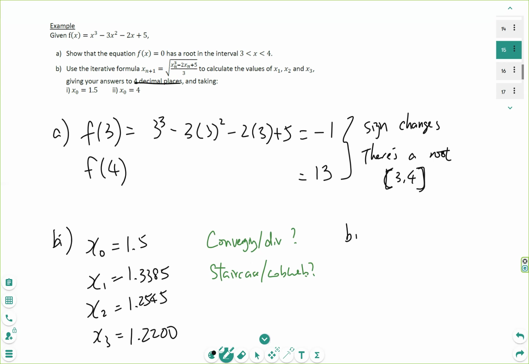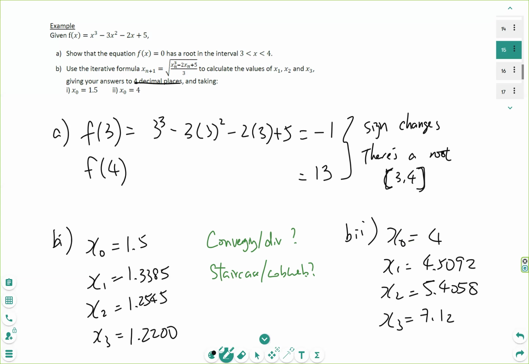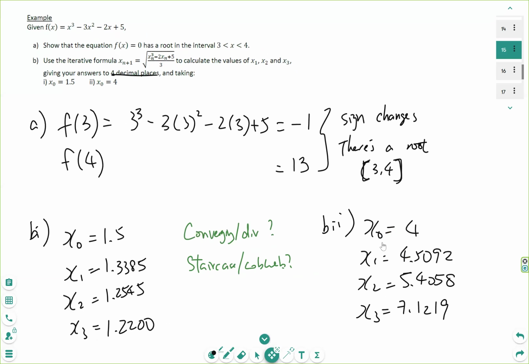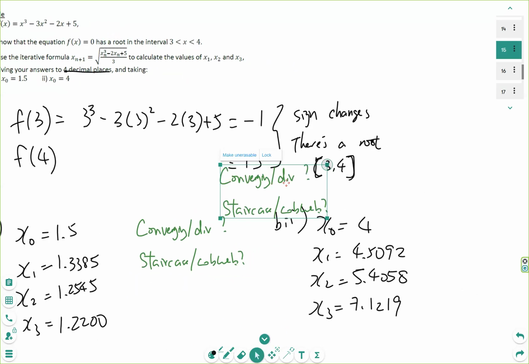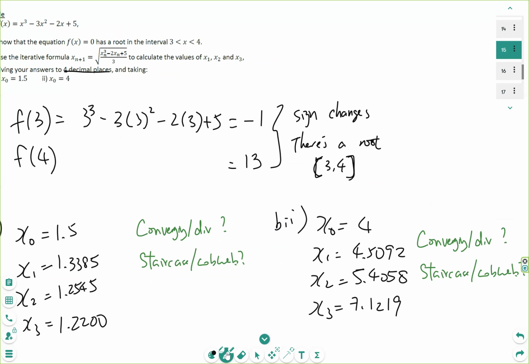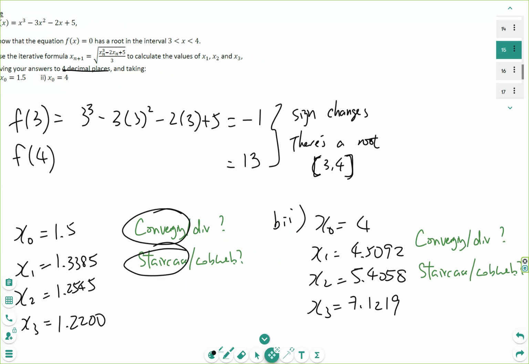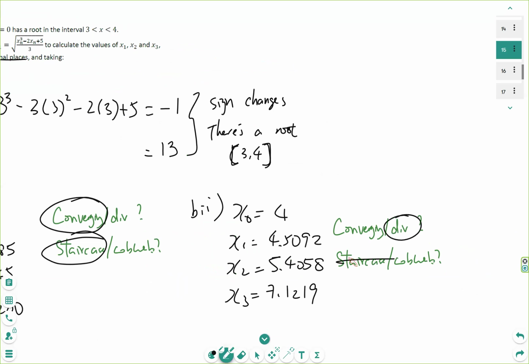Okay, B2, do the same. So x0 equals 4. So let's start fresh. So 4 equal. Again, and then you should get x1 equals 4.5092, x2 equals 5.4058, and then x3 being 7.1219. So the previous one was a converging staircase. This one is diverging, because the number is getting bigger and bigger.